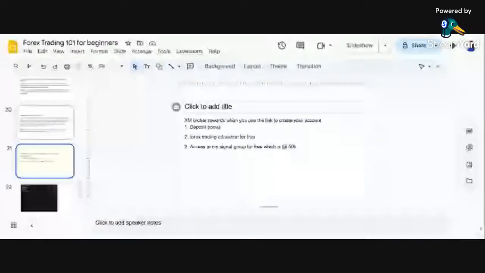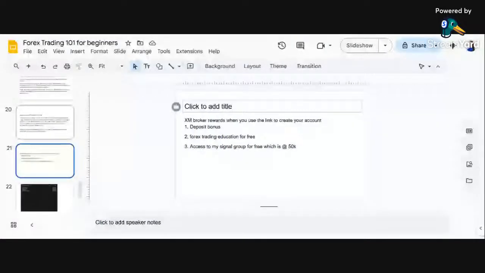So if you fund 50,000 naira, which is like 35 bucks, they give you an extra 35 bucks. That means you have $70 to trade with. It's a bonus. So you have another 50,000 naira that is not the money you funded. It's not your money.